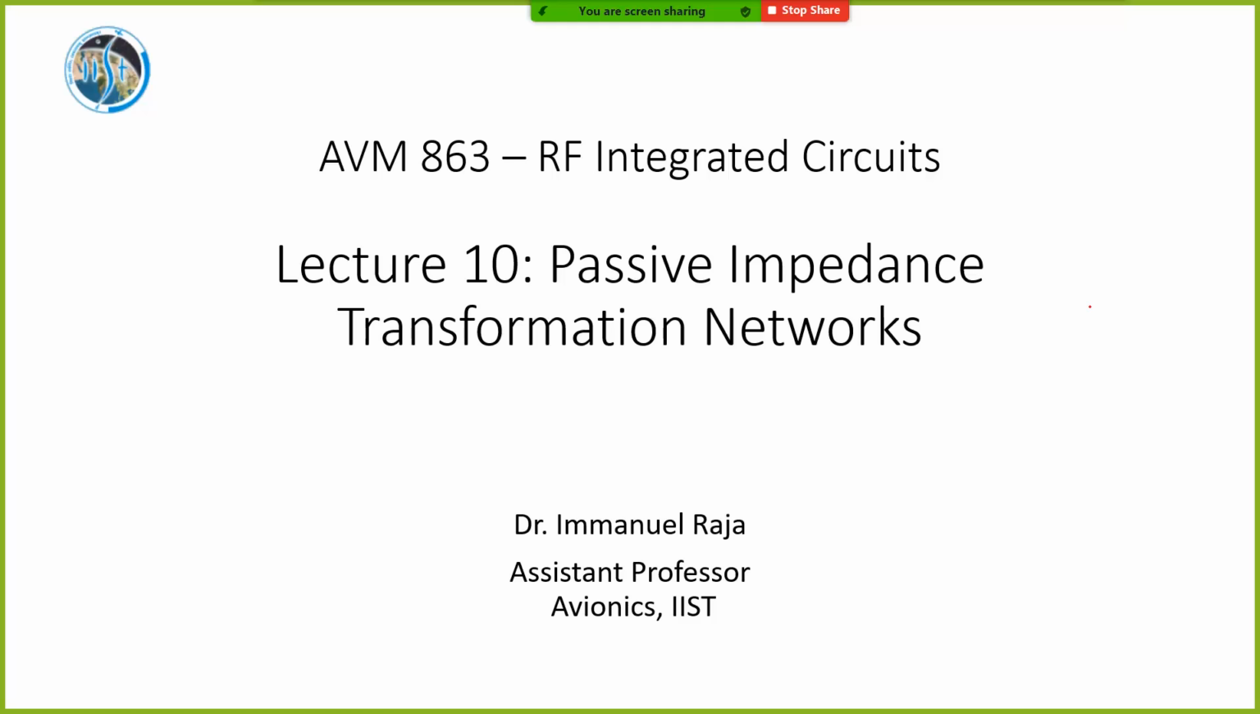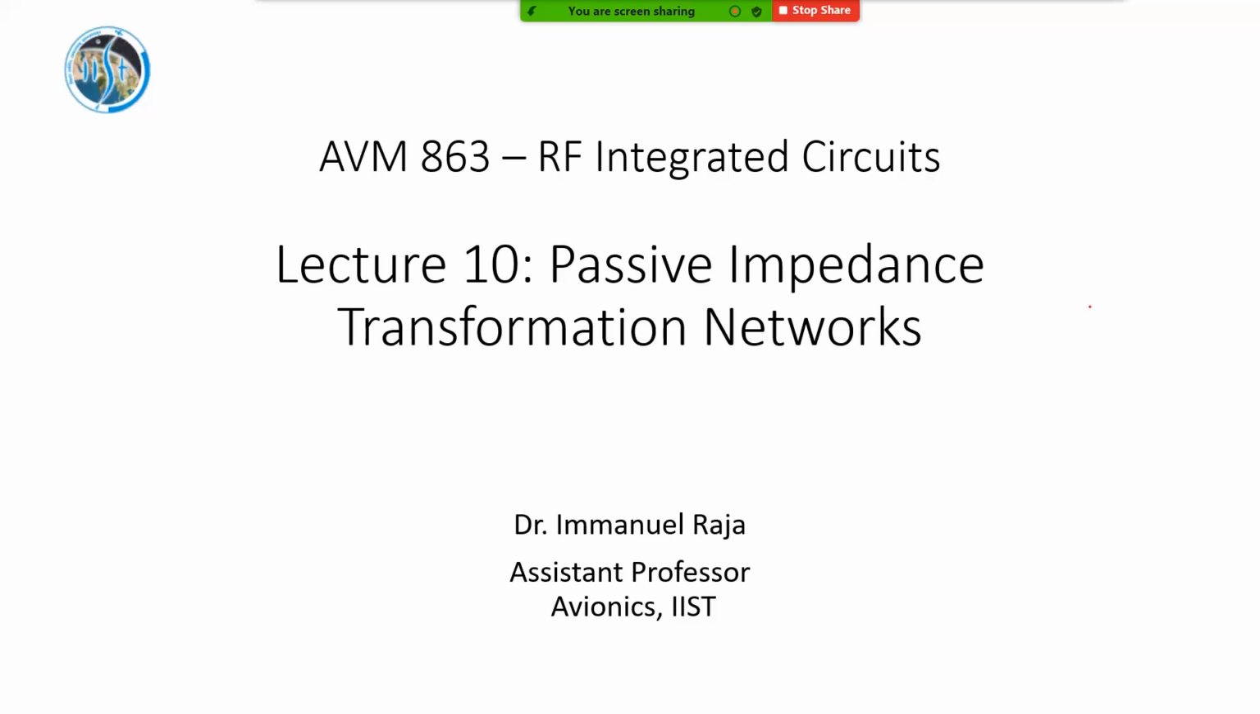So, till now we looked at the overall RF systems. We looked at some very general principles. We looked at nonlinearity, we looked at noise, and we developed metrics for each of them. We looked at sensitivity, dynamic range, and so on. So now we are stepping into the circuit domain. This lecture is on passive impedance transformation networks.